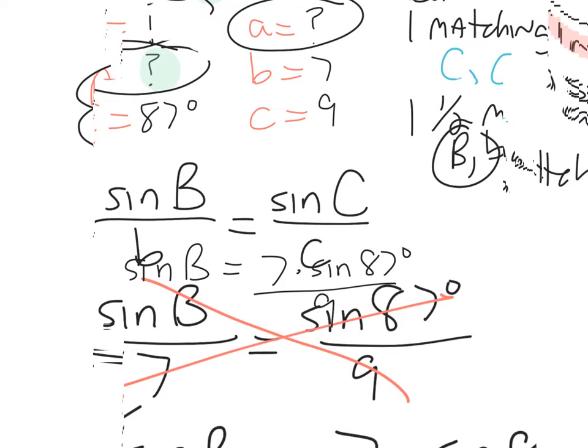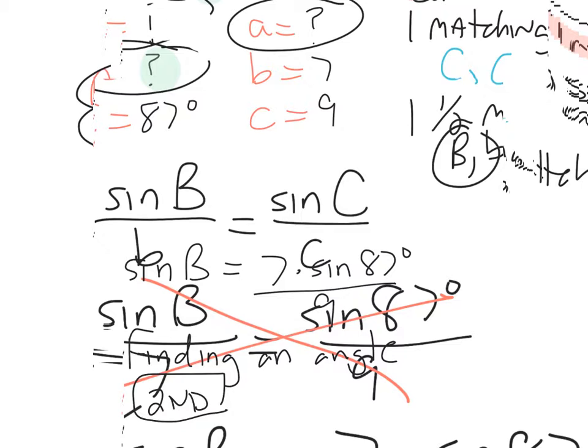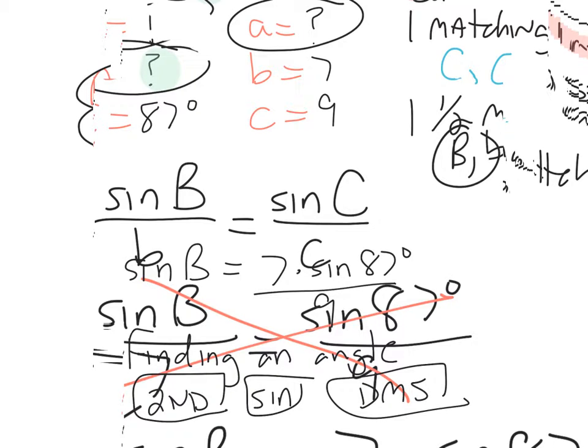Now here I'm solving for angle B. I'm finding an angle. So you have to remember, when you're finding an angle, you always first press the second button. So here we're doing the law of sines, so we're going to press second and then sine. And then at the end of the process, you always have to DMS your answer to get degrees, minutes, and seconds. So we're going to press second sine and then enter in the right-hand side of the equation.